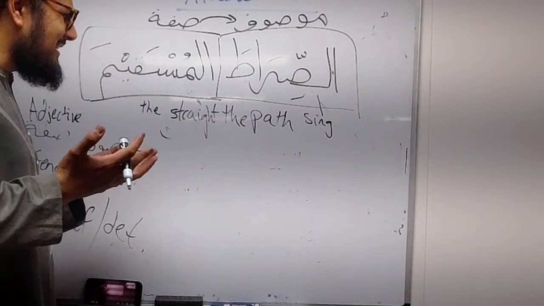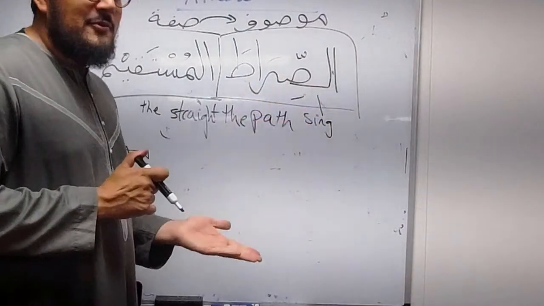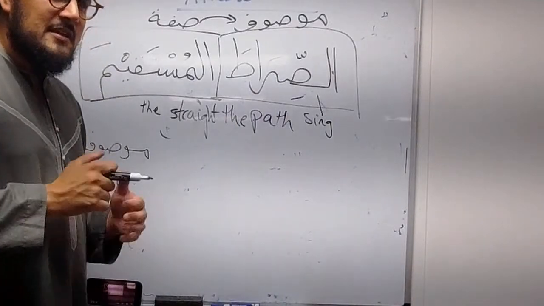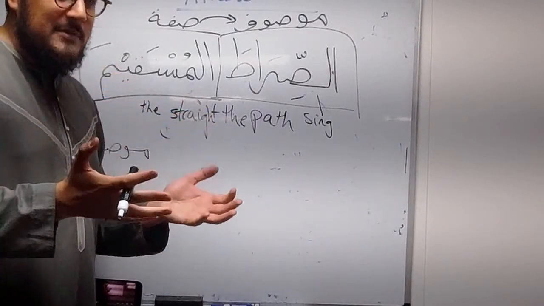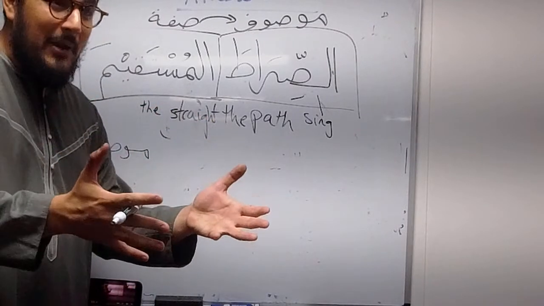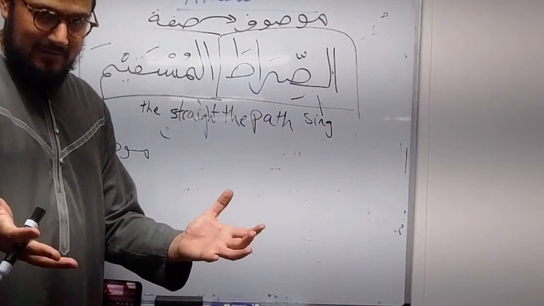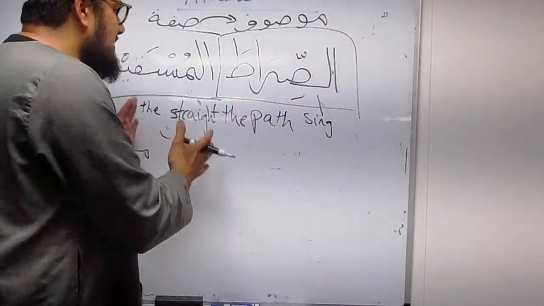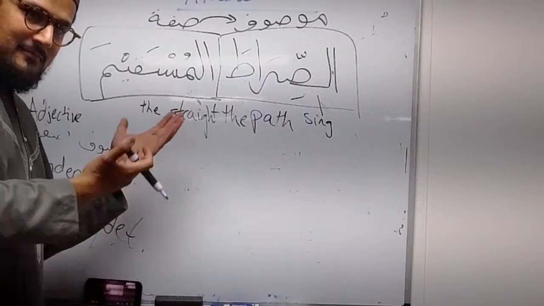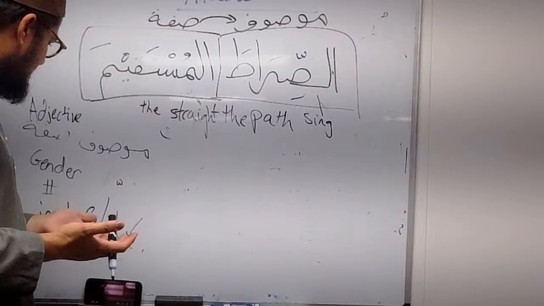What does definite and indefinite mean? Al makes this definite. What does definite mean? It's like the, it's referring to something specific. It's defined. It's not a random path, it is a specific path. How did we make this a specific path? We called it the path. We didn't say a random path. We said the path, so it's defined. So if this is defined, this must also be defined. And is it defined? Yes. How do you know? The al that you see at the beginning. Very good.